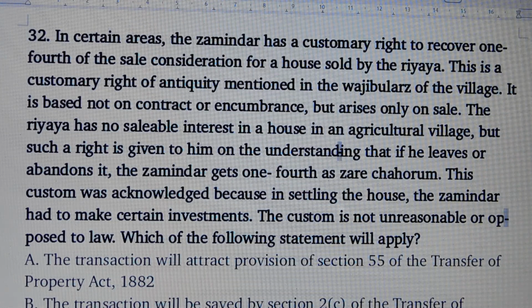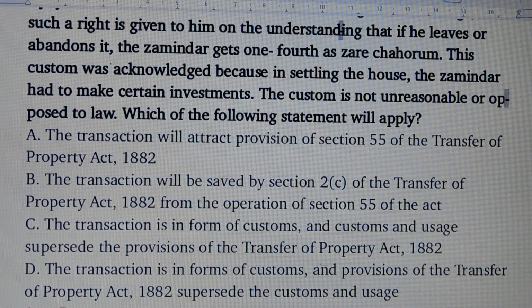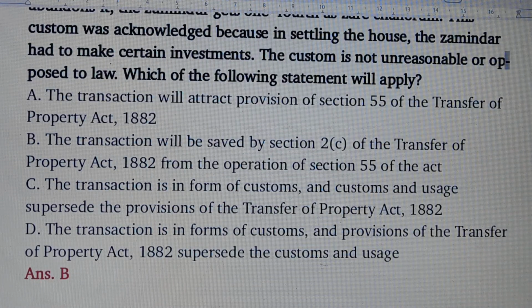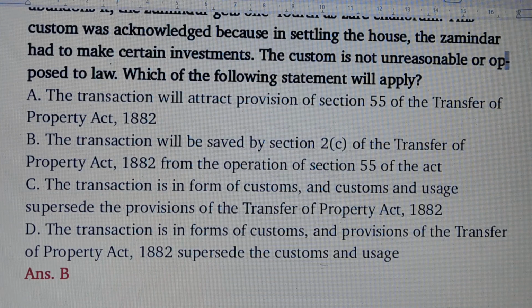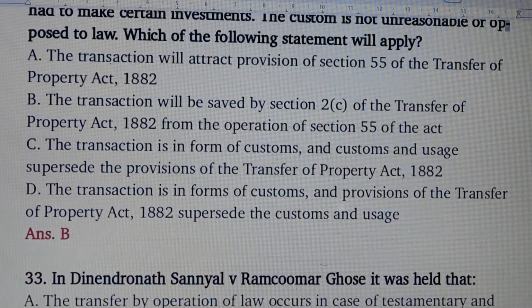This custom was acknowledged because in settling the house, the zamindar had to make certain investment. The custom is not unreasonable or opposed to law. Which of the following statement will apply? Answer is option number B. The transaction will be saved by section 2, subsection C of the Transfer of Property Act from the operation of section 55 of the Act.